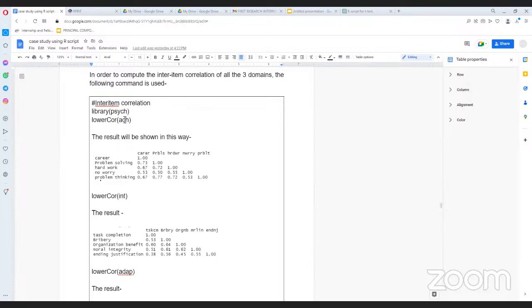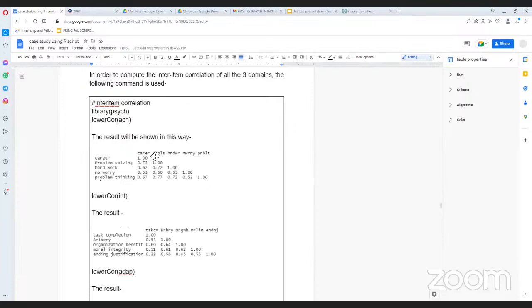Psych is the package. So I am using that package. Therefore, after installing the psych package, I have called the package by this command, library. And why I have written lower.cor, so you will get this type of result.